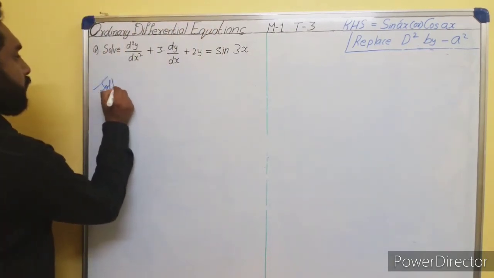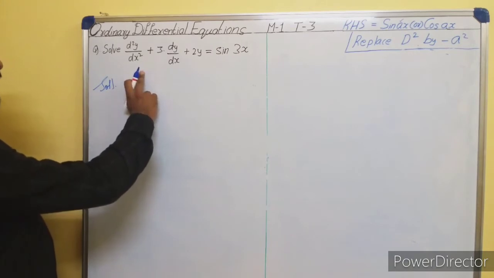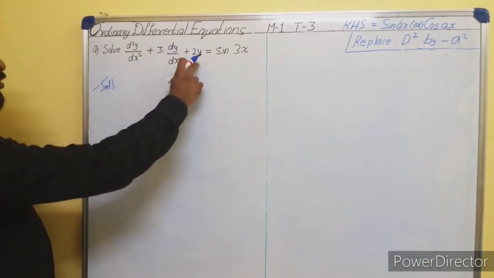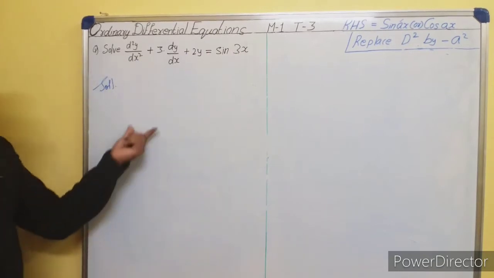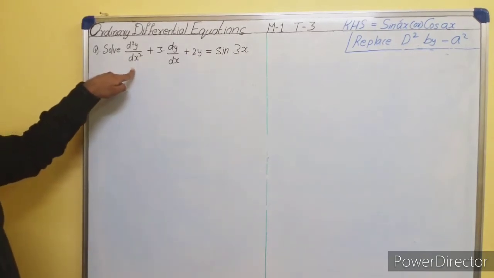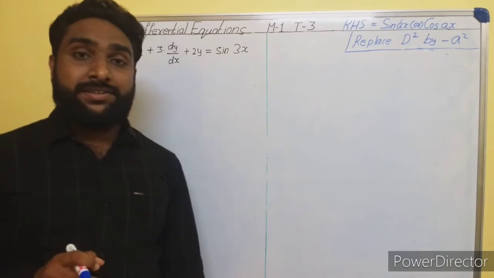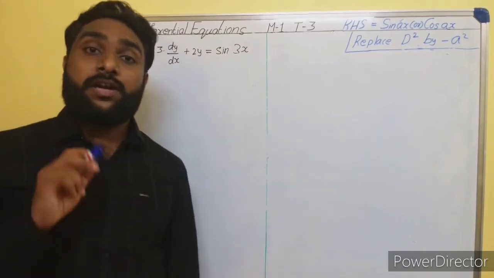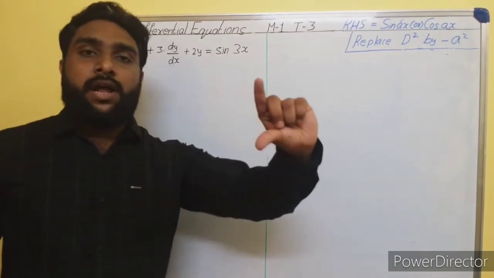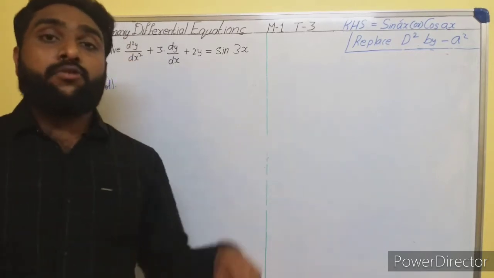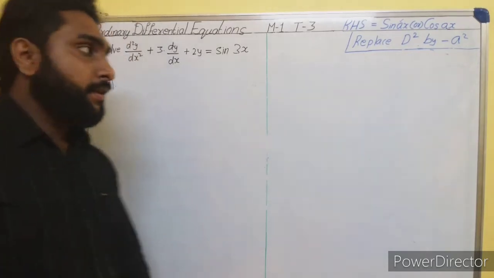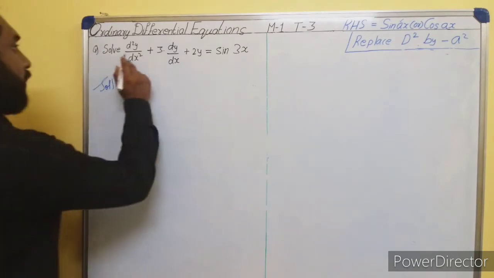So in the problem, d square by dx square plus 3 into dy by dx plus 2y is equal to sin 3x. So you can see here clearly the question is given in d by dx format. But in the earlier problems we have seen we don't have to use simply d by dx format. We can use capital D to represent d by dx. Both mean differentiation. So let's split it first.